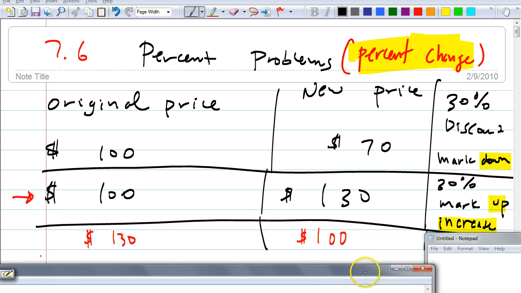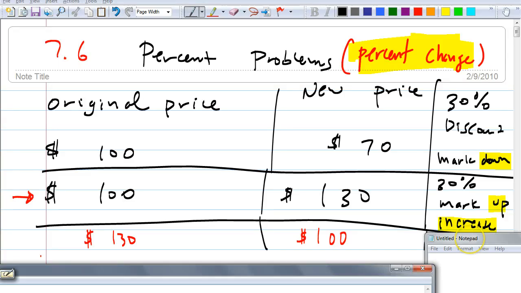Let me ask you this though. What if something went from $130 to $100? So your original price was $130. It went down to $100. Is this 30% decrease? No, it's not. Why not? Very good. I'm glad you guys realize this. Derek, why is this not 30% decrease? Because the total is greater than 100. Yeah, it's not 100 anymore.